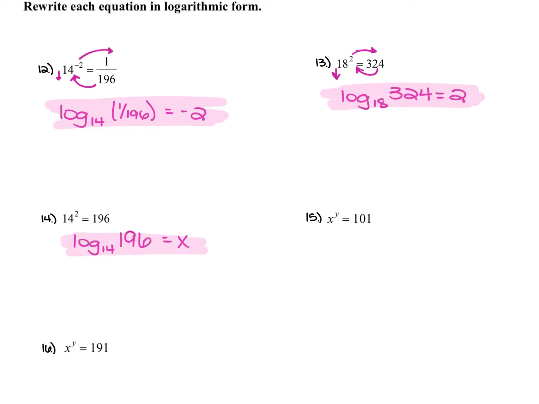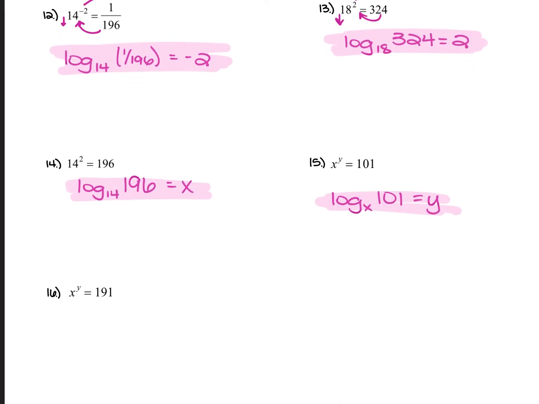For 15, we have x to the power of y is equal to 101. So we're going to write in log x of 101 is equal to y. And then 16 is just like 15. You have x to the power of y again is equal to now 191. So log x of 191 is equal to y.